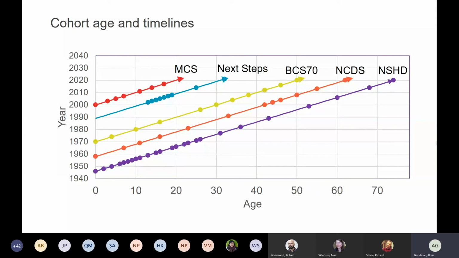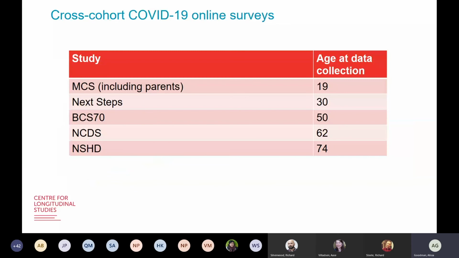So you can see there the NSHD is the oldest study going down to the millennium. And at each decade, if you sort of look from the ground up vertically, you can see where we've had data collections in each decade of life within each of these studies. So where does that get us today? The age of the cohorts at the time of our first COVID data collection, and I'll say a bit more about plans going forward in a moment, you can see reading down here.